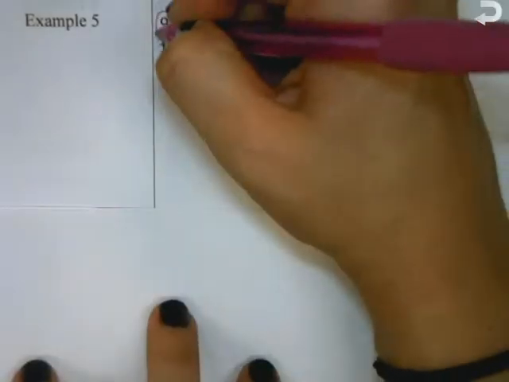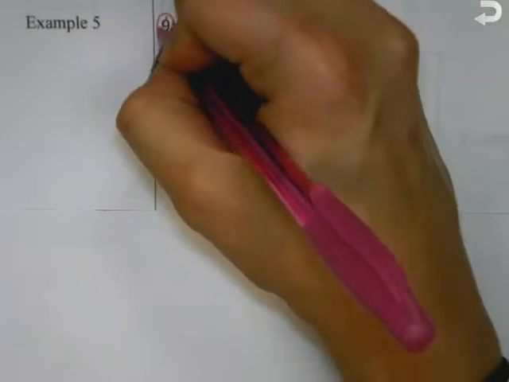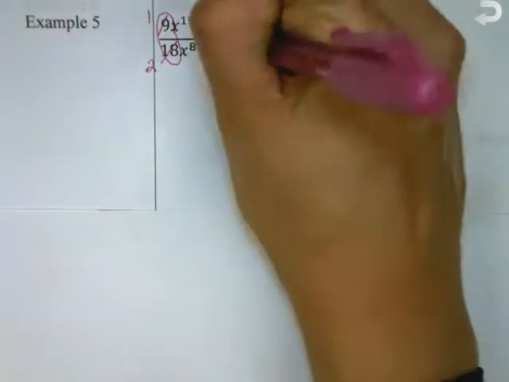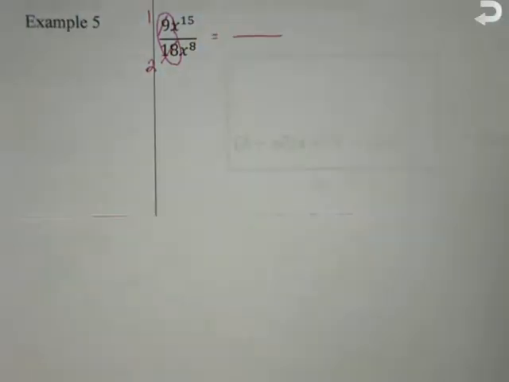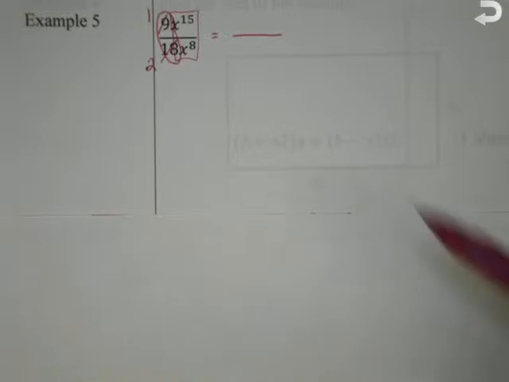We are looking at the coefficients first. 9 over 18. Can that be reduced? Yes, it can. What can it be reduced by? 3. 2 does not go into 9. What goes into both 9 and 18? 9. 9 goes into 9 once, and 9 goes into 18 2 times. So that reduces to 1 over 2. Before I write anything else, let's look at the x's also. Is my answer going to end up in the numerator or the denominator? The numerator. It's going to be x to the 15 minus 8.